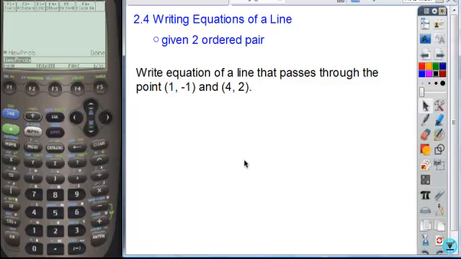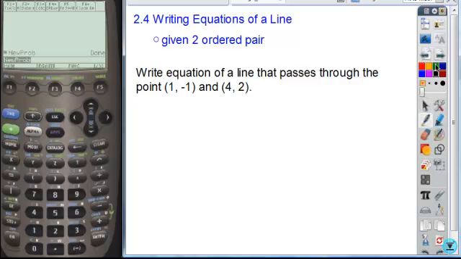All right. So the last case. The first case is you're given a slope and you're given a y-intercept. Easiest case. Second case is you're given a slope and you're given a point. And so we now have a user-defined function that allows you to enter that. The last case is going to be if you're given two ordered pairs.